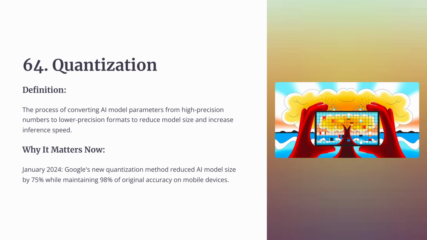Quantization is the process of converting AI model parameters from high precision numbers to lower precision formats to reduce model size and increase inference speed. Think of this like converting a high resolution photo to a smaller file size while keeping it looking sharp. Google's breakthrough means AI models can now run on phones and small devices while staying almost as accurate as their full-sized versions. It's like getting IMAX quality on your smartphone.